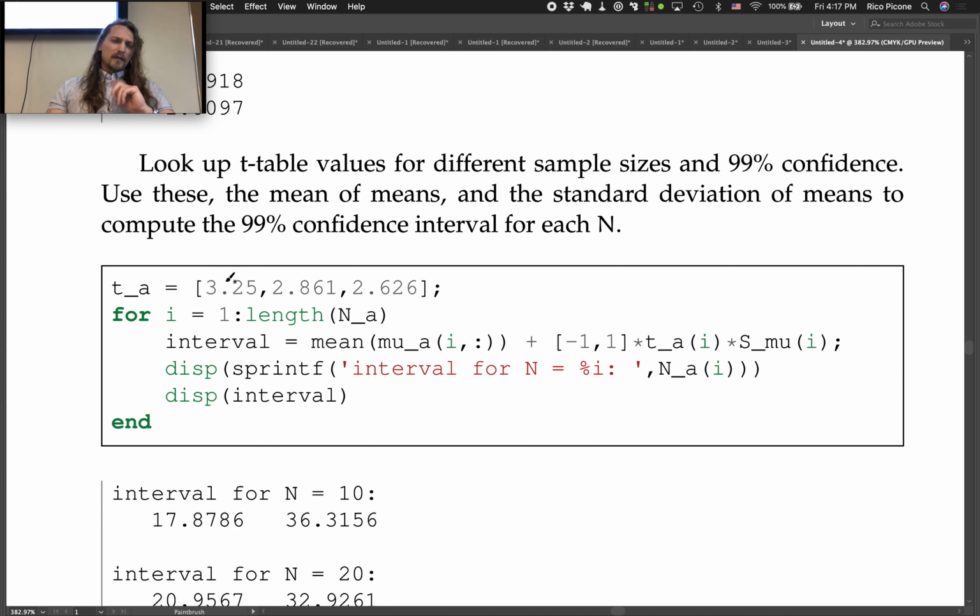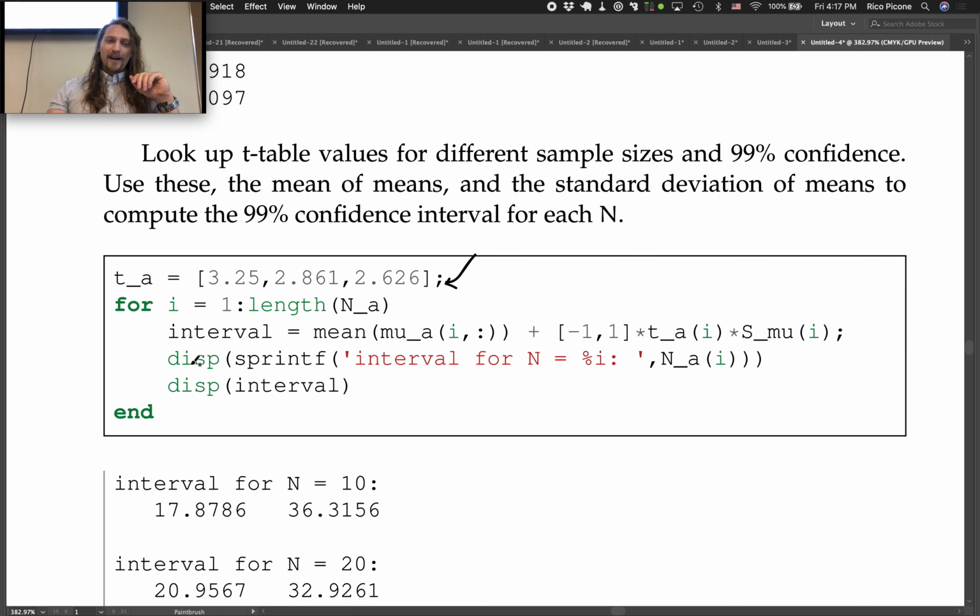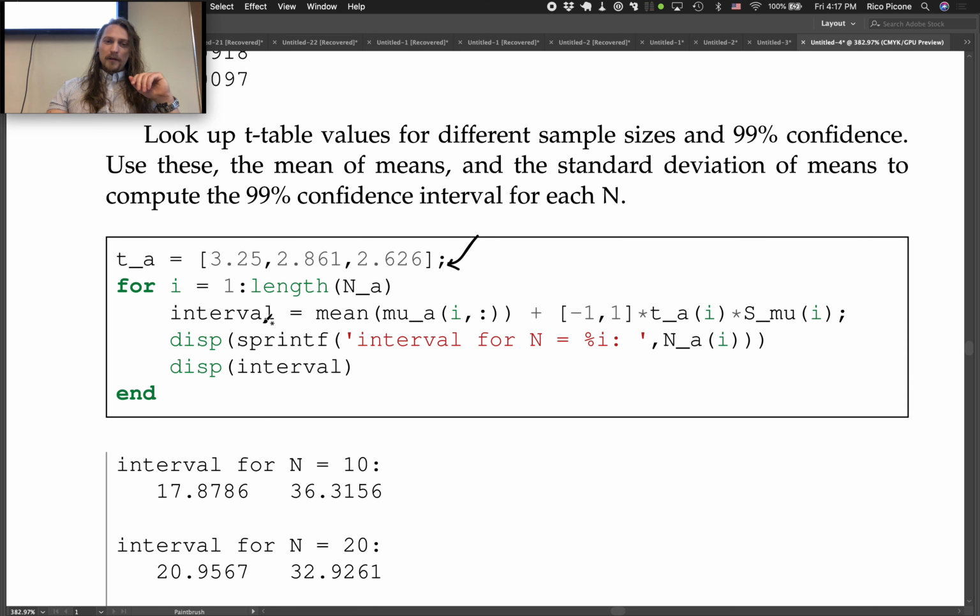So these are actually incorrect too. I took them out of the wrong column. So these are not only hard-coded, they're also wrong. The interval here is, you start at the mean, so the mean of means, right? The mean of means is our best estimate of that mean. And we take the negative side, the lower bound is going to be negative 1 times the t-score times the standard deviation of the means, okay? And we'll print that out.